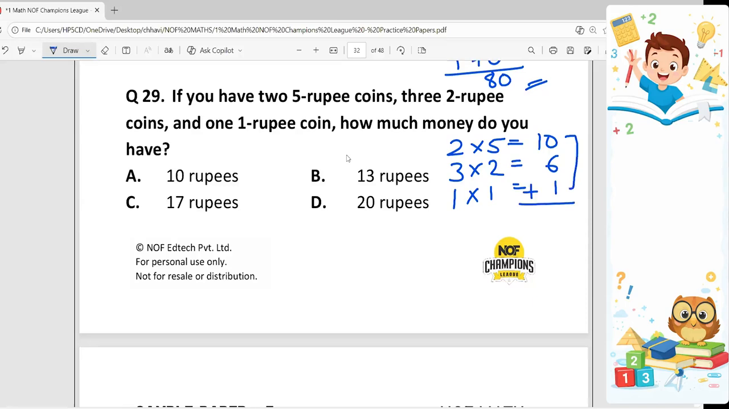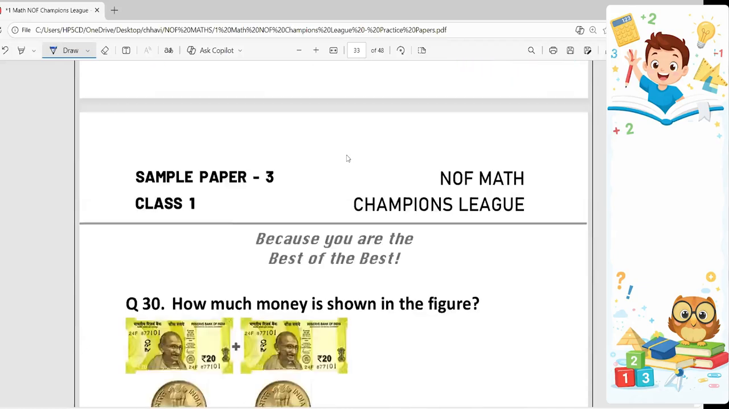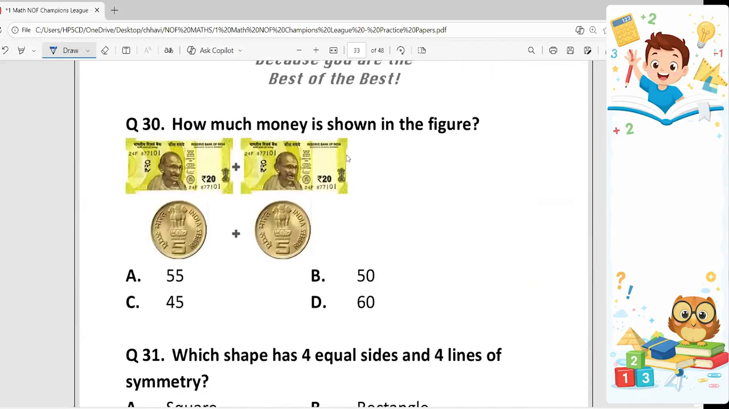Now we have to add it. 6 plus 1, 7 and 1 from here. So we have 17 rupees. And options are 10 rupees, 13 rupees, 17 rupees and 20 rupees. So 17 is the correct answer. Option C.